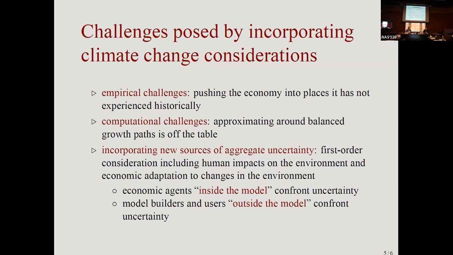There are additional computational challenges because climate change is really about long-term transitions. This idea of approximating around growth paths is off the table, because it's really all about transitions to how we may eventually get to economies without fossil fuel emissions or the like. And so the thinking on how we do both model solutions and approximations really is different. I think it's important that we incorporate new sources of aggregate uncertainty, and this needs to be a first-order consideration, including human impacts on the environment, and economic adaptations to changes in the environment and the like.